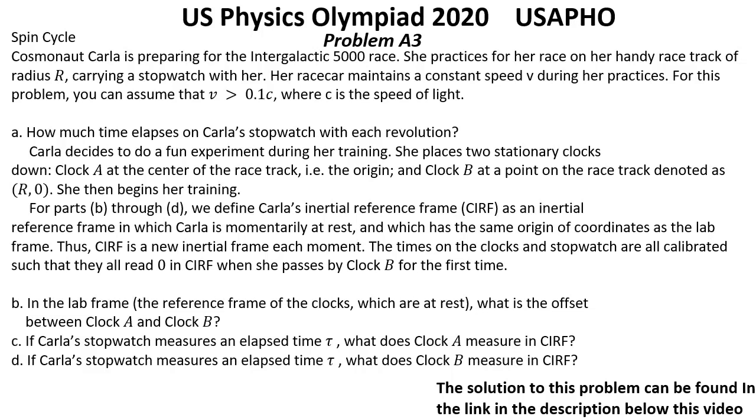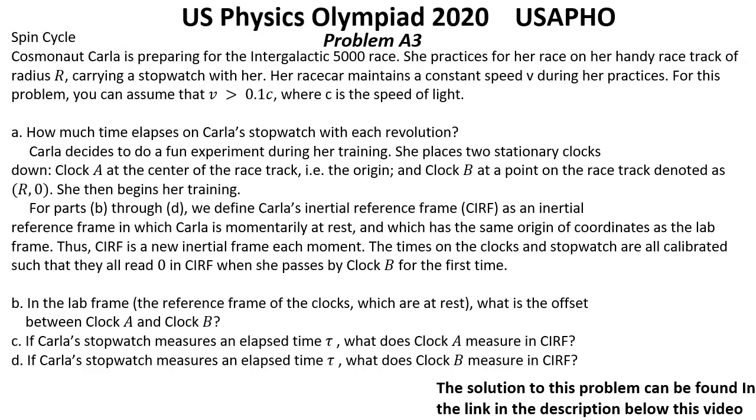Cosmonaut Clara is preparing for the intergalactic 5000 race. She practices for her race on her handy race track of radius r, carrying a stopwatch with her. Her race car maintains a constant speed v during her practices. For this problem you can assume that v is greater than 0.1 c, where c is the speed of light. Question A. How much time elapses on Clara's stopwatch with each revolution?